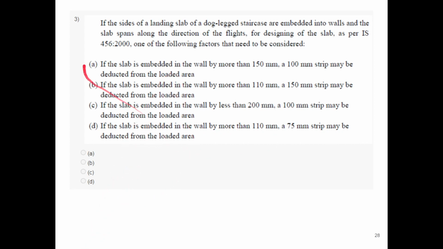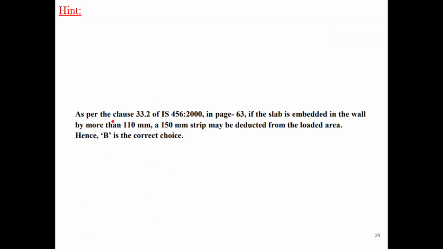So which is the correct option? The question is, if the sides of a landing slab of the dog-legged staircase are embedded into walls, so they are monolithically connected with the walls, and the slab spans along the direction of the flights. Then for designing of the slab, as per IS 456, which factors have to be considered? For finding the answer, we have to go to clause 33.2 of IS 456 2000, that is present on page 63.